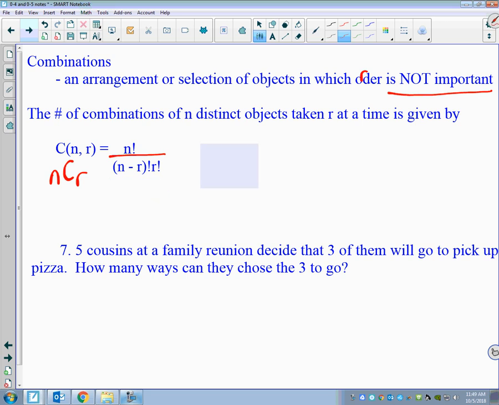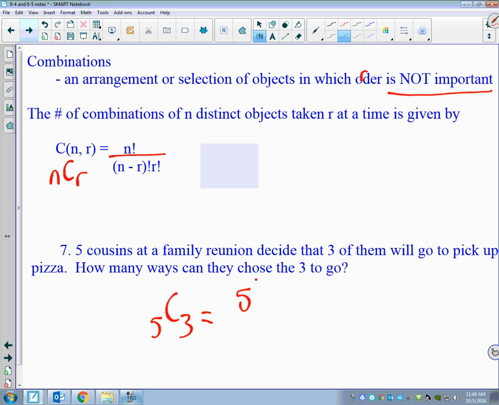And so I'm going to do one, and then in class I'll show you how to use your calculator to do it, okay? But it says 5 cousins at a family reunion decide that 3 of them will go to pick up pizza. How many ways can they choose the 3 to go? So order doesn't matter. It doesn't matter who you pick if you're all going in the car. And so this would be 5 choose 3.